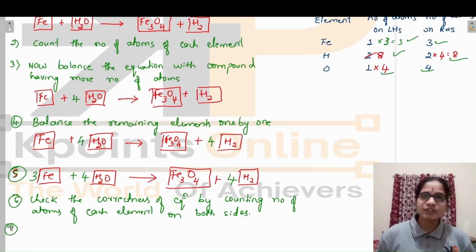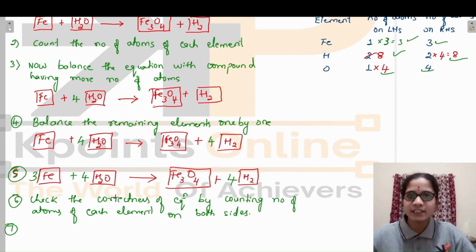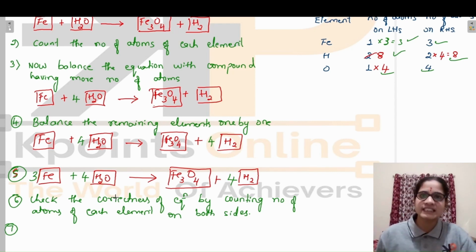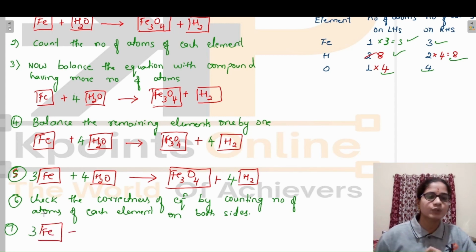So then again, what we need to do is, in a balanced chemical equation, the state symbols for all the reactants and products must be mentioned. Meaning if they are in the solid state, we will symbolize it as S. If they are in the liquid state, L. If they are in the gaseous state, G. If they are in the form of an aqueous solution, then we will write AQ. Okay, so directly I will write the equation now.